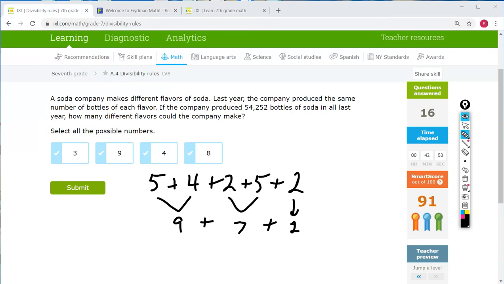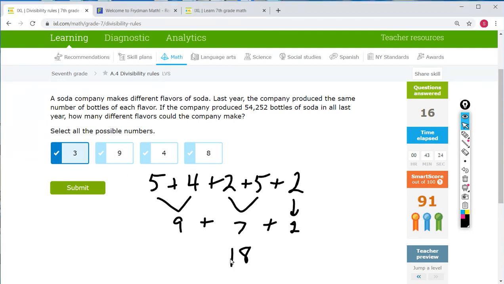So we have here 9 plus 7 is 16, plus 2 is 18. So remember, the rules for 3 and 9 are to add up all the digits, and then for 3 to see if the result is divisible by 3, and for 9 to see if the result is divisible by 9. So we added up all the digits, and now we just have to check, does 3 go into 18 nicely? Yes, it does. It goes into 18 exactly 6 times, so we can click on that.